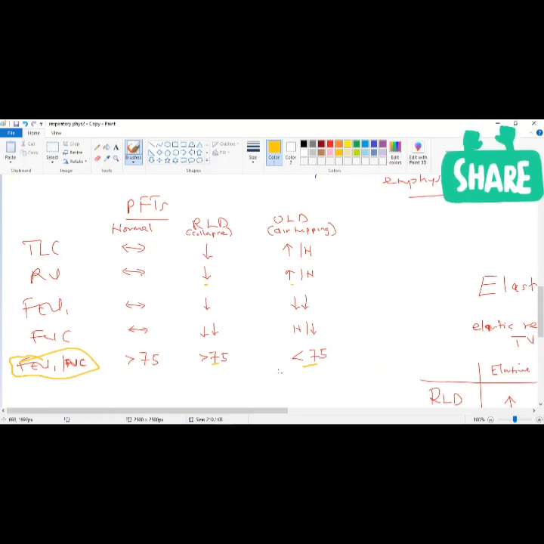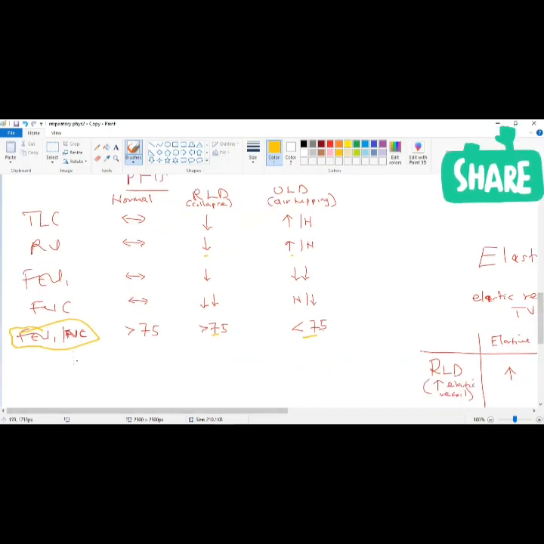Like I told you, you don't have airway obstruction, so the flow is good. The FEV1/FVC ratio will be greater than 75 in RLD. For OLD, it's going to be less than 75. There's actually obstruction there. Then you can further divide these two into parenchymal and non-parenchymal. If I check DLCO, DLCO is looking at the diffusion barrier in the lung: the alveoli, type 1 pneumocytes, the interstitium, and the capillary wall.